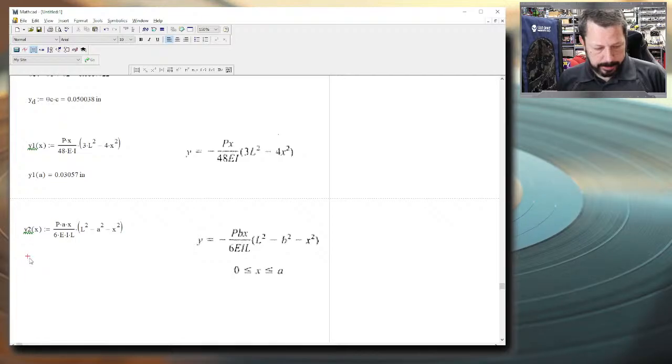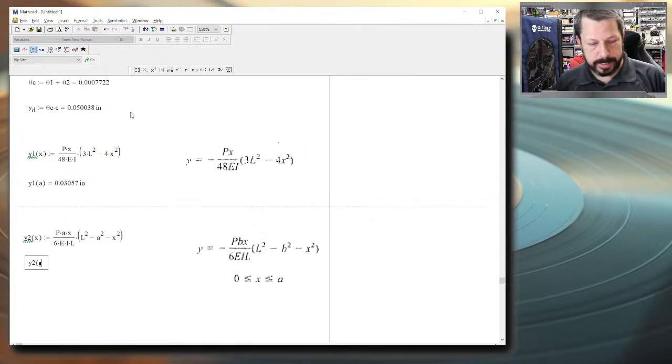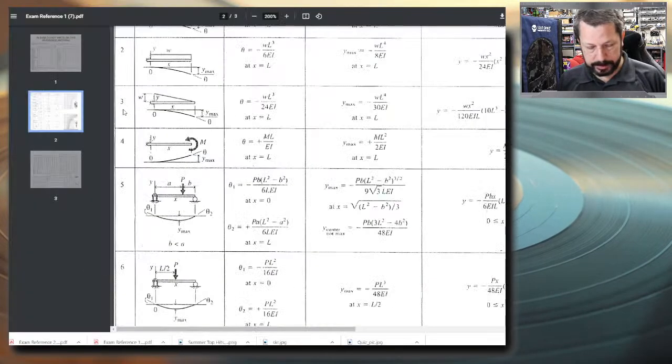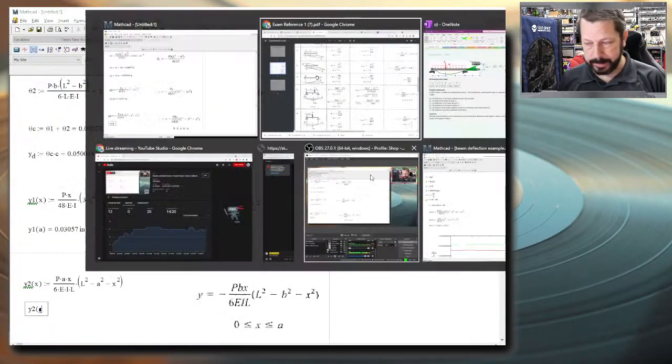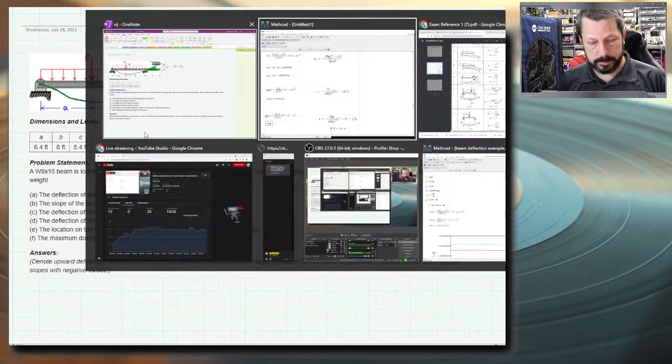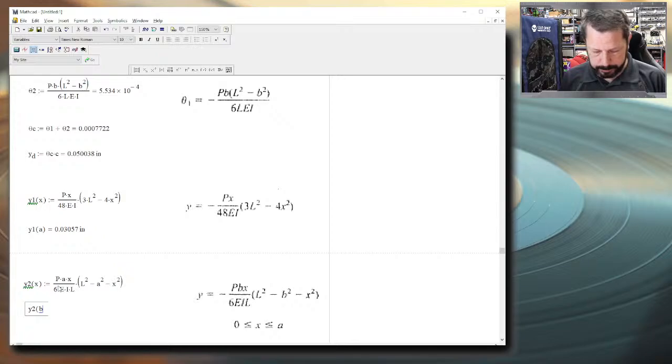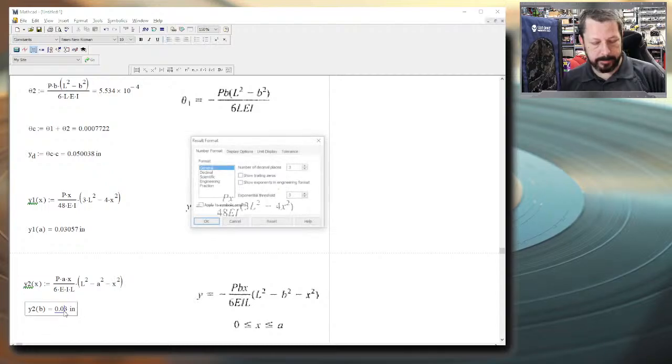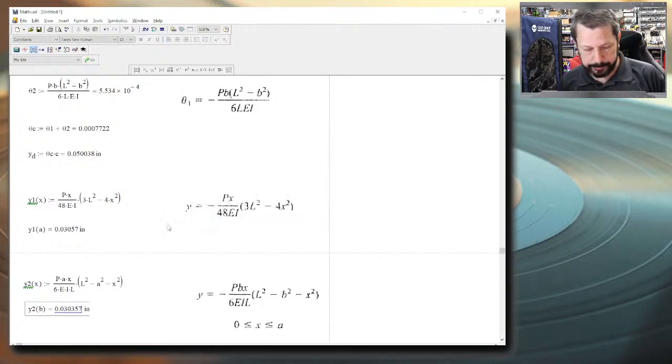Okay, and then Y2, I want to evaluate Y2 at, well, let's look at our reference, at the distance from the support to the point load, which in this picture looks like A, but it's the longer side. From here to the point load is the longer side. I have the longer side labeled as B. So same thing there, where I have to do the opposite of what it looks like I have to do. And it would be a negative value. I just have a positive value on here.